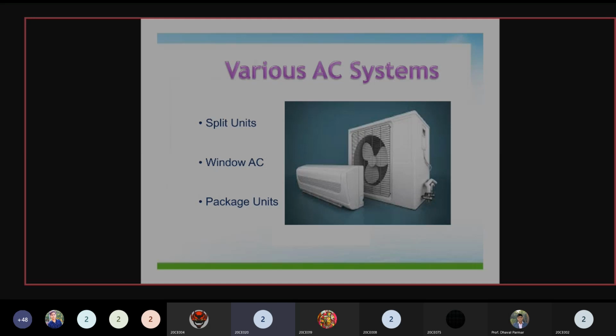So today I will talk about various types of AC system. There are mainly three types of AC system. First is split units, second is window AC, and third is package units. Next slide, please.